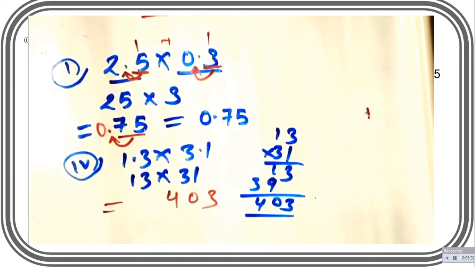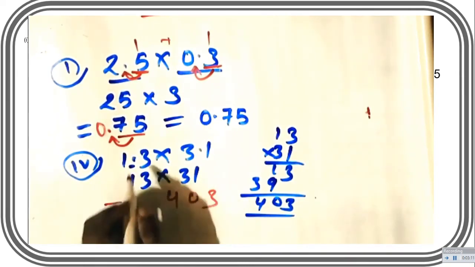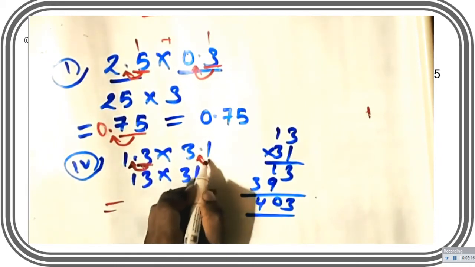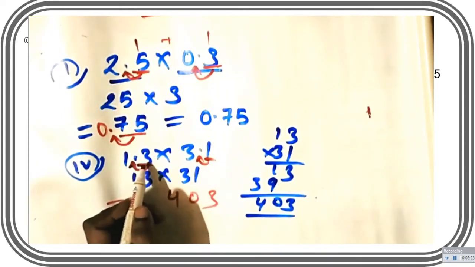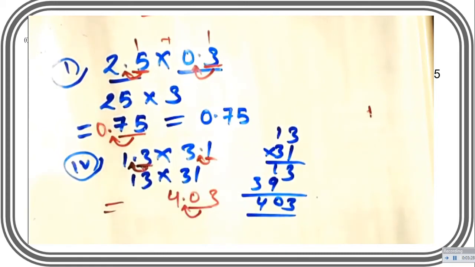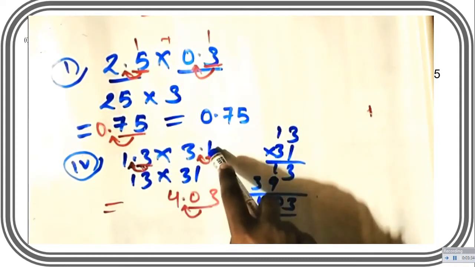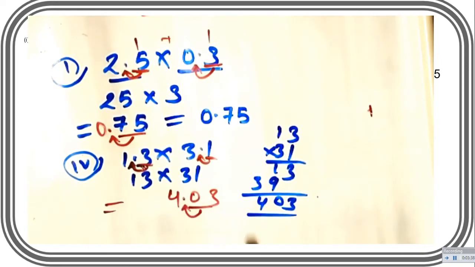Now the question is, what will be your answer after inserting the decimal point? Count the numbers after the decimal point. Here after this decimal we have only one number. Here also we have only one number. So we'll place two numbers after the decimal point. So we'll put the decimal point here. Am I correct? As earlier, 1 plus 1 equals 2. So take two numbers, then put the decimal point. Clear? Hope you get this part.